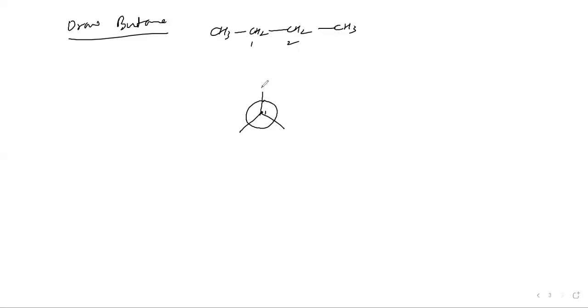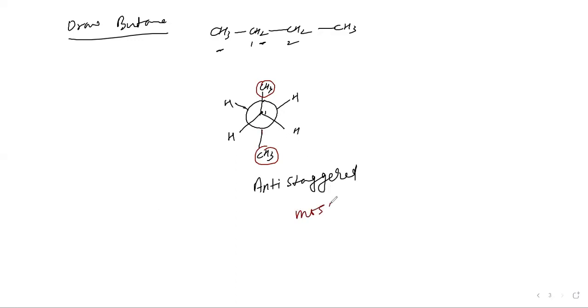So with the first carbon, I am making the most stable one. With first carbon, CH3 is there, then hydrogen, then hydrogen. You see two hydrogen, one CH3. Now with the second carbon, CH3 you need to put down. Here is the hydrogen, this is hydrogen. So this is called anti-staggered. If you see, both the CH3 groups are at 180 degree, na? So repulsion will be less. So this is anti-staggered, most stable.